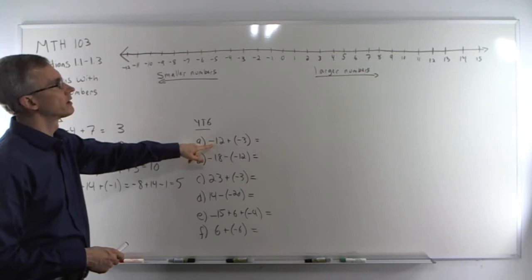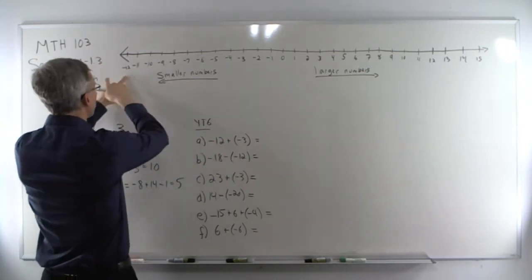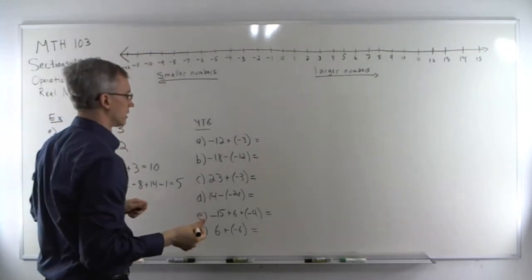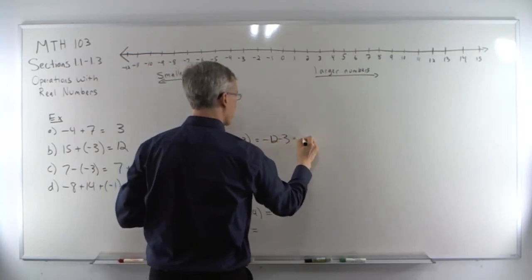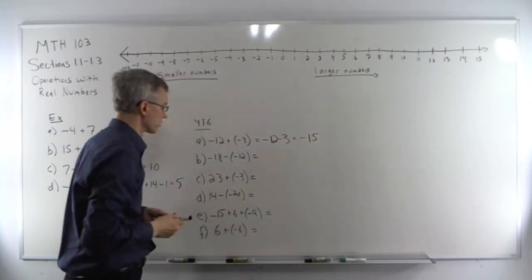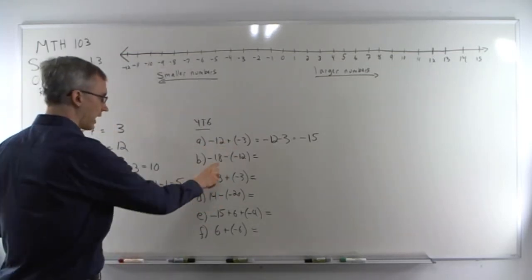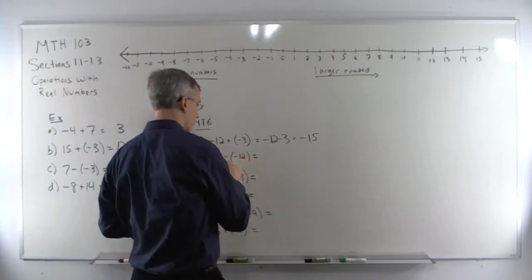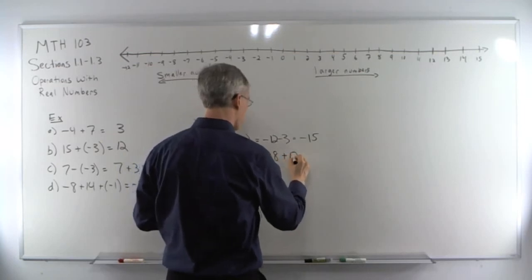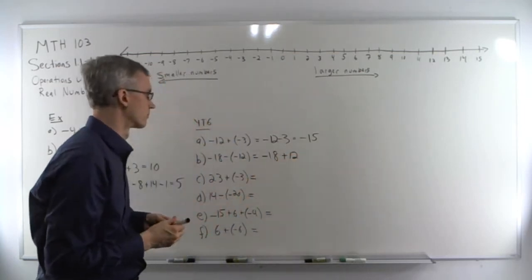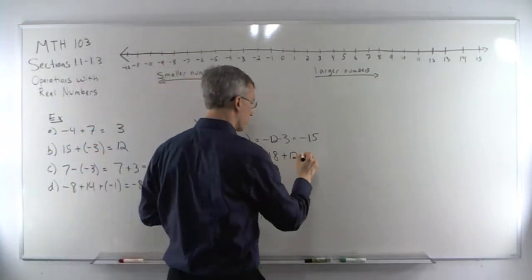A, we're starting at negative 12. We're adding a negative, so that's going to move us to the left on the number line. So we're going to keep going this way another 3 spots. Another way of writing this is negative 12 minus 3. That gives us negative 15. So we're starting negative, we're becoming even more negative. Now this one, we're subtracting a negative, that's like adding. Negative 18 plus 12. So if we start off at negative 18, move 12 to the right, that brings us to negative 6.